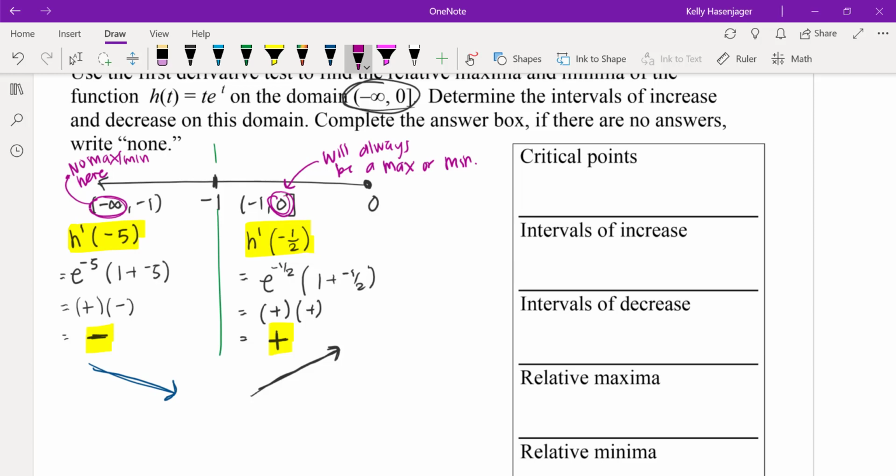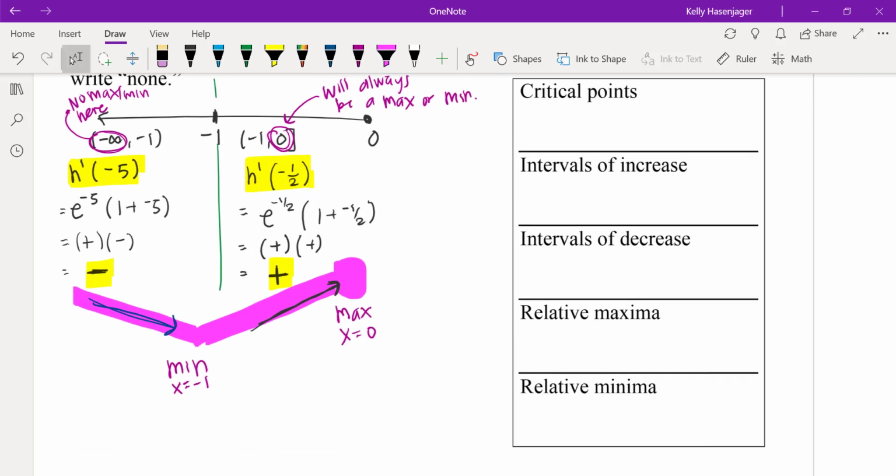Okay, so if we go back and just look at our chart from left to right, we started out decreasing, and then we changed directions and started increasing. So that looks like a minimum value. And then we're increasing to our endpoint because our endpoint was 0. So that endpoint looks higher than the points around it. It's a max. So we have a minimum at x = -1 and a max at 0.